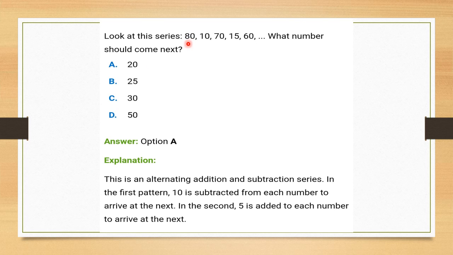In this series 80, 10, 70, 15, 60, what number should come next? Here if we see the pattern 80, 70, 60, it means 10 is being subtracted from the alternative number. And the second series is 10, 15. What number should come next? In this series they keep on adding 5 to the next alternative number, 10, 15. The answer would be 20. If we add 5 to 15, the answer would be 20. So the option is A, 20.